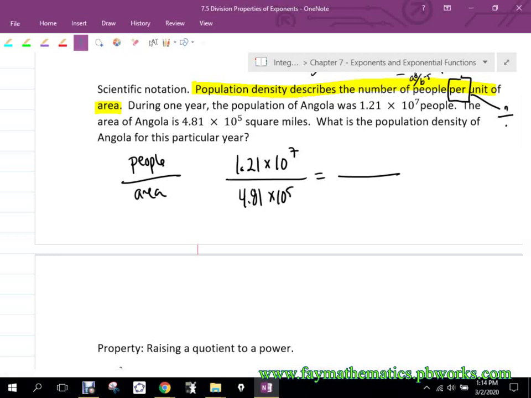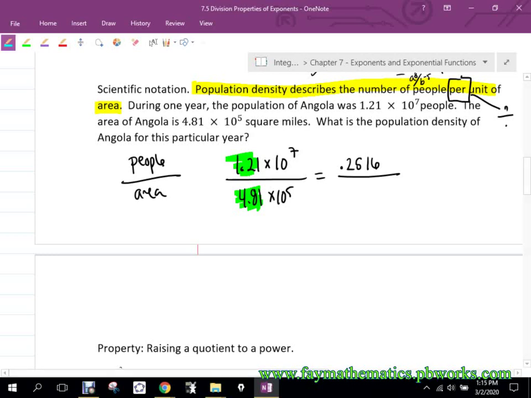Now this is all multiplication. What can I do with those two numbers? I divide them. So we can actually do that division. 1.21 divided by 4.81 gives me, I'm just going to write it as 0.2516. It gives me a much longer decimal than that, we'll just round it here.